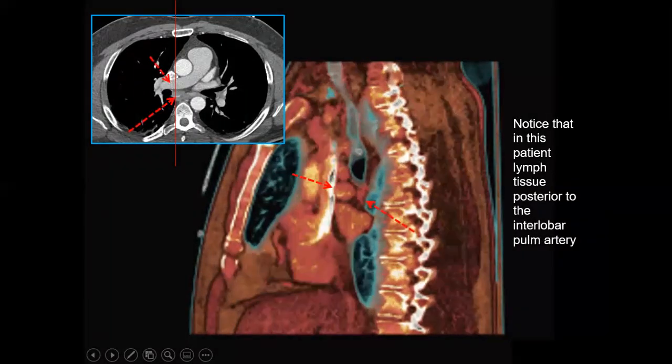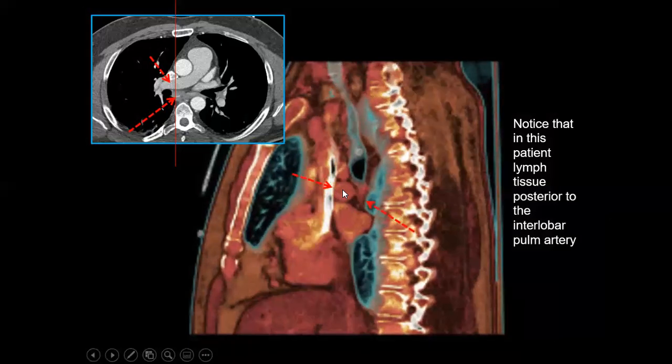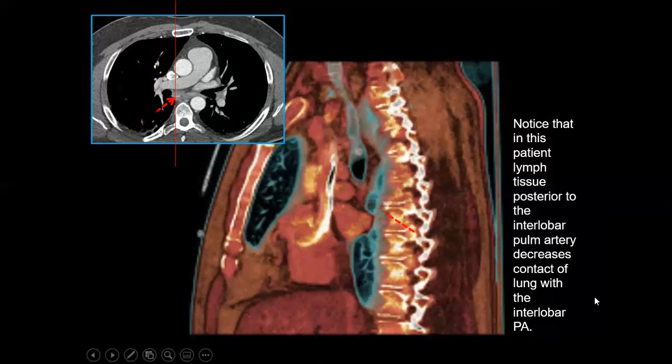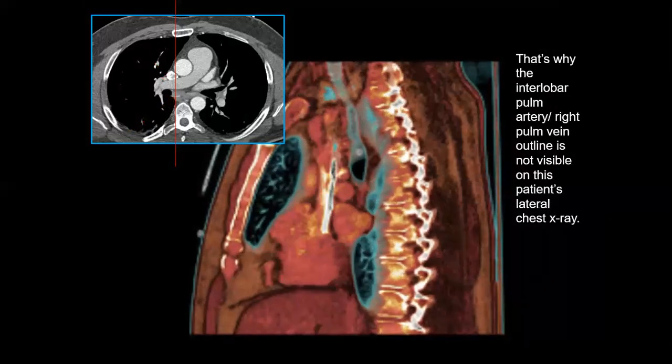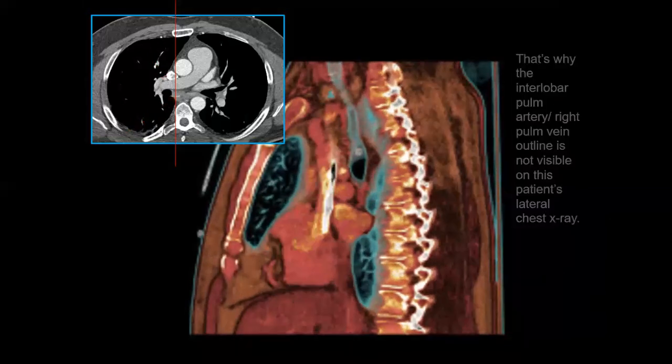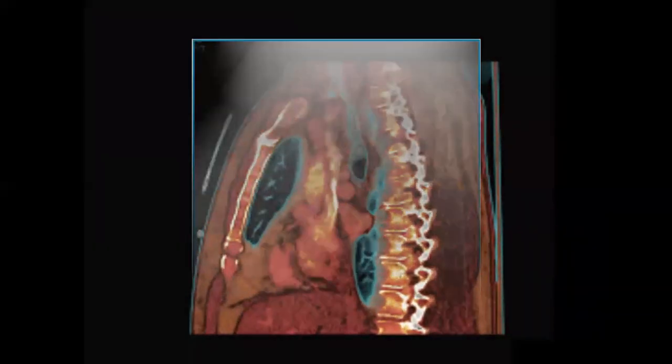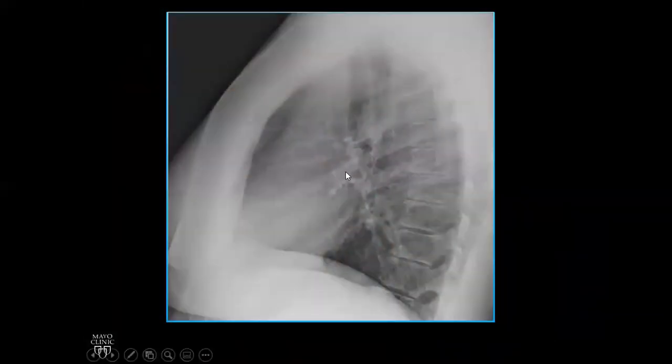So in this patient, lymph tissue posterior to the interlobar pulmonary artery, which is the lower branch of the right pulmonary artery, decreases contact with the lung. That's why the interlobar pulmonary artery and this right pulmonary vein in this patient don't show up on the lateral radiograph. Maybe there's a structure here. It's not very well demarcated, but this is what we're looking at. And we may see it in other patients, and I'll show you somebody else.